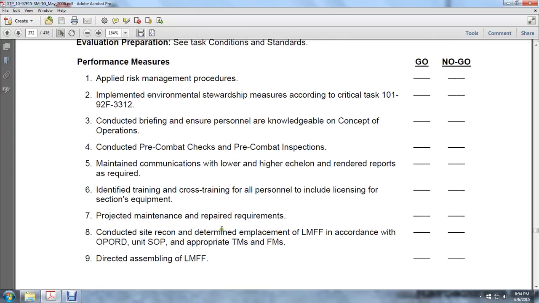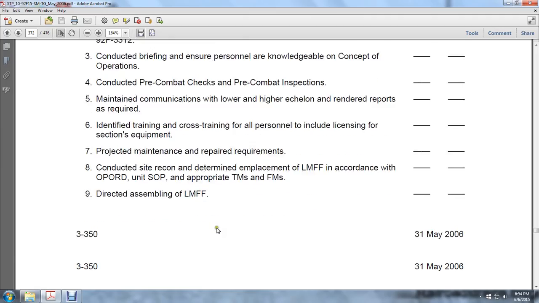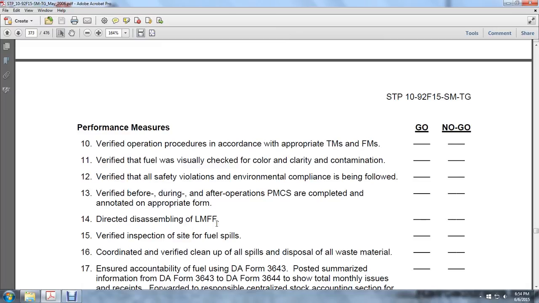Conduct the site recon, determine placement of the load modular fuel farm in accordance with the operation order, the unit standing authorization procedure, or appropriate technical manuals or field manuals. Directed assembly of the load modular fuel farm. Verify operation procedures according to the appropriate technical manuals and field manuals. Verify the fuel was visually checked for color, clarity, and contamination. Verify that all safety violations and environmental compliance is being followed. Verified before, during, and after operations preventive maintenance checks and services completed and noted in appropriate form.